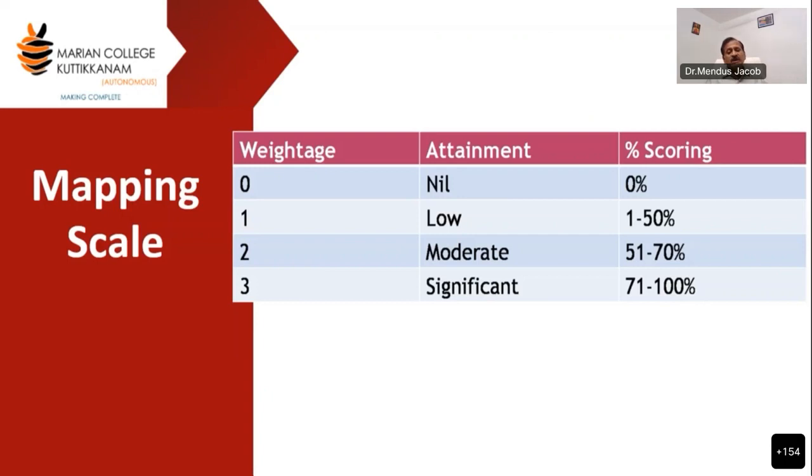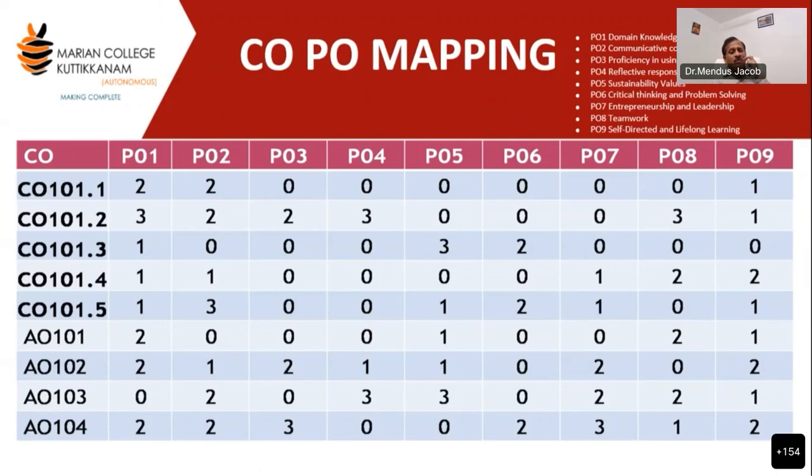And from 71 to 100%, we can say that it's a significant attainment. So the weightage is 3. So we can fix a mapping scale like that. Every institution can change this, because according to their policy, they can change it. Now the CO-PO mapping, you have already gone through that also.